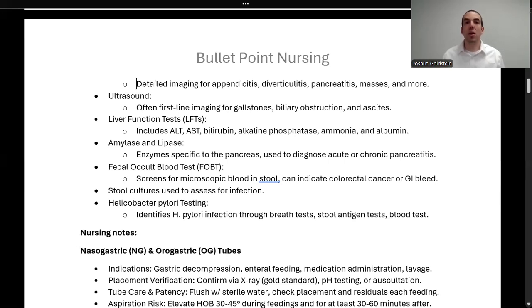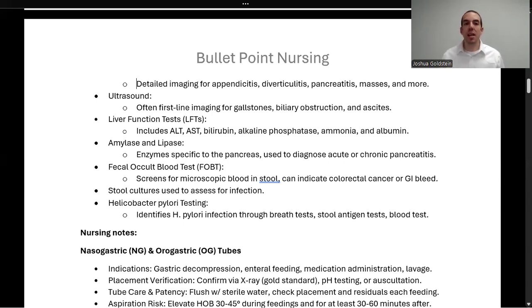Ultrasound uses sound waves. So we do use this when it's appropriate, and it's appropriate to check for gallstones, biliary obstruction, ascites. There are a few other things that are beyond this lecture, but there are a few other times we would also prefer ultrasound. Again, if two things are equal, ultrasound and CAT scan, we prefer an ultrasound.